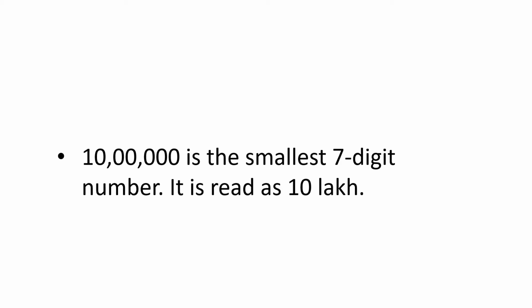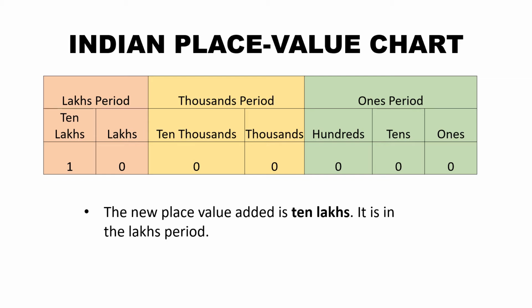10 lakh is the smallest 7-digit number. It is read as 10 lakh. So after lakh, the new place which is added is 10 lakh. So the new place added is 10 lakh, which is in the lakhs period.